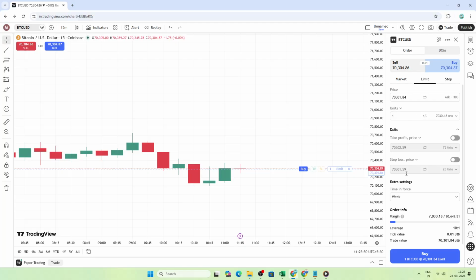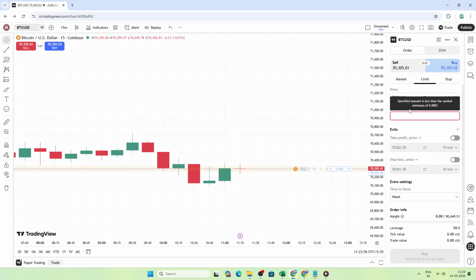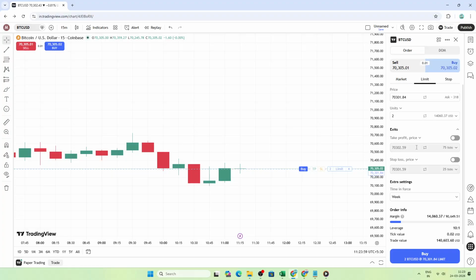Next, set units or size. This is the quantity you plan to trade. Keep it aligned with your risk tolerance and account size. If you are unsure, consider starting smaller and scaling as you gain confidence with the process.